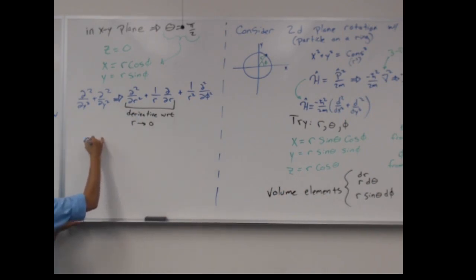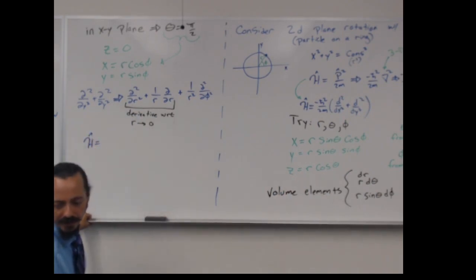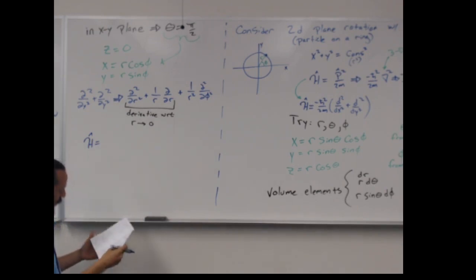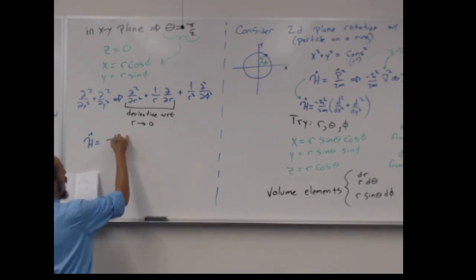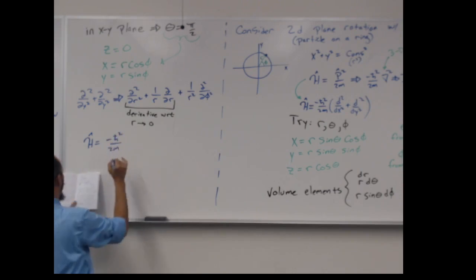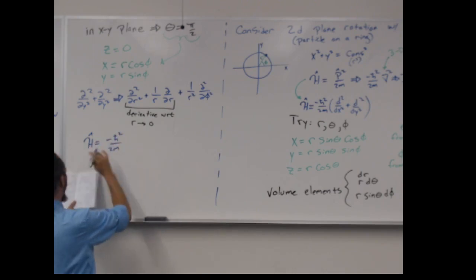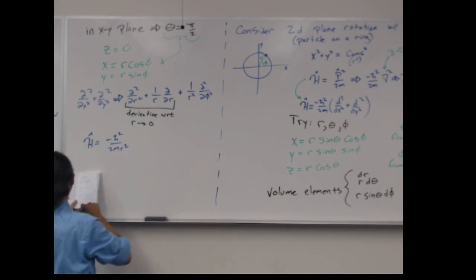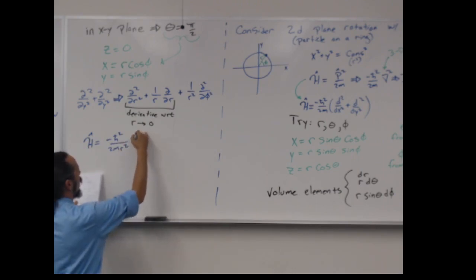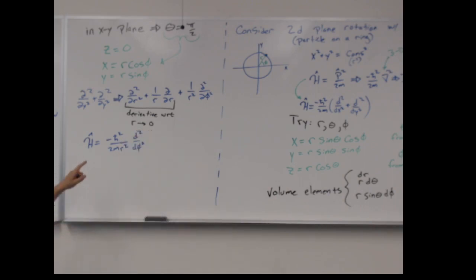So my Hamiltonian in this case ends up being negative h bar squared over 2m r squared, that's a typo too, d by d phi squared. Notice I'm doing the script r's when I'm doing the multidimensional derivatives. When I get back to the single dimensional derivatives, I just go back to the straight derivatives. Question? What's WRT? With respect to. Okay, thank you. I just didn't feel like writing it out.